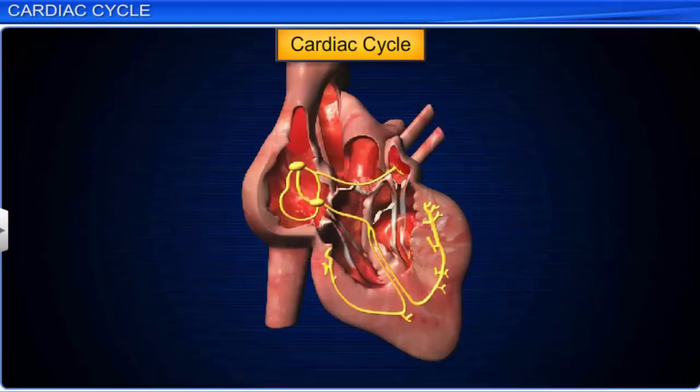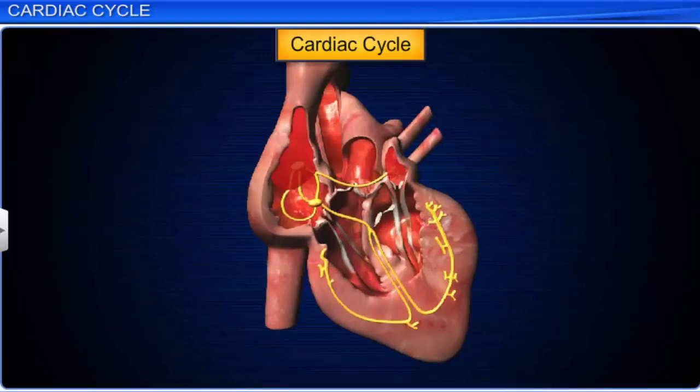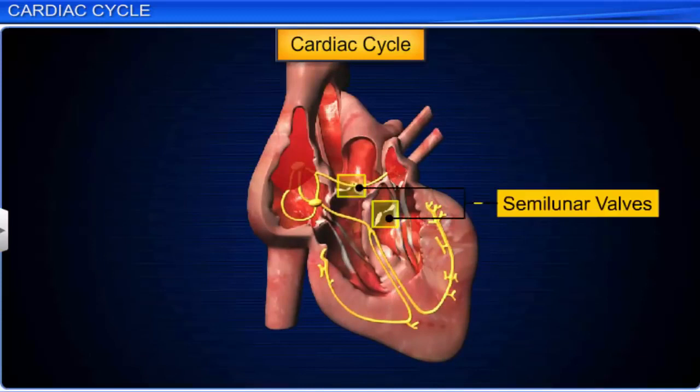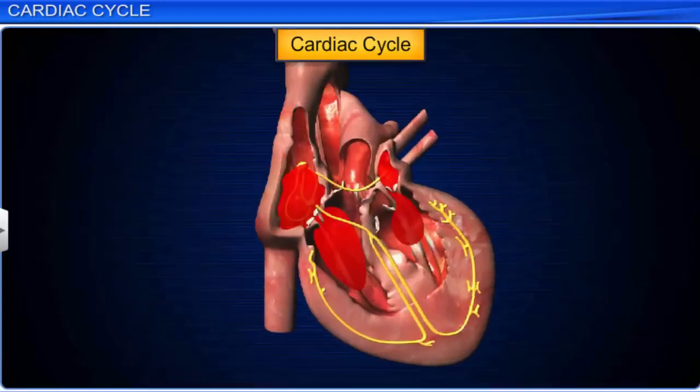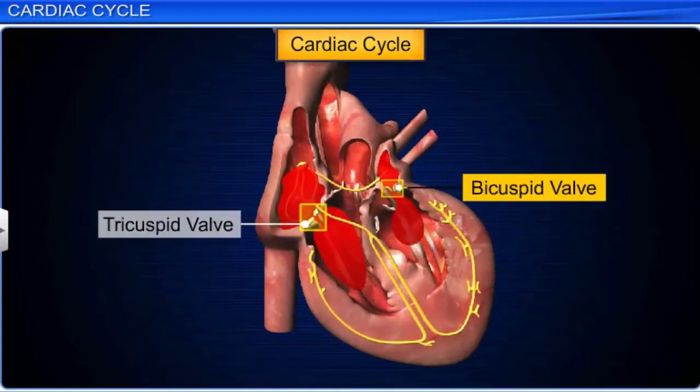This is followed by a ventricular relaxation or diastole, causing the closure of the semilunar valves to prevent any backflow of blood from the pulmonary artery and aorta to the right and left ventricles respectively. At the same time, atrial pressure causes the tricuspid and bicuspid valves to open to let the blood flow from the atria to the ventricles.